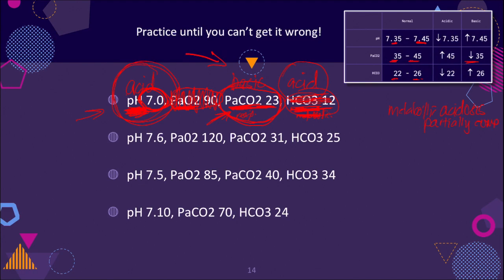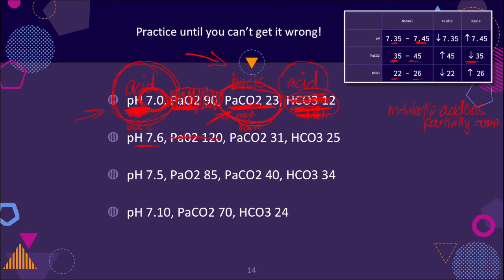We have a pH of 7.6. Is that basic or acidic? It is basic, right? It's high, 7.6. We have PaO2, we don't care about. We're going to look at the PaCO2 of 31. Is that high or is it low? It's low, because CO2 causes acidity. If it's low, it's going to be basic.